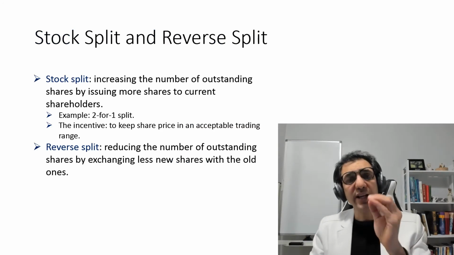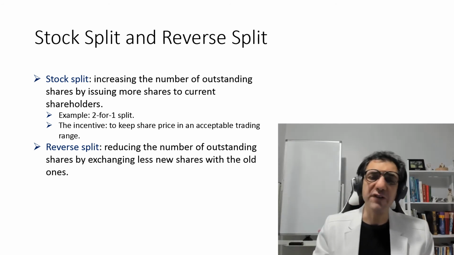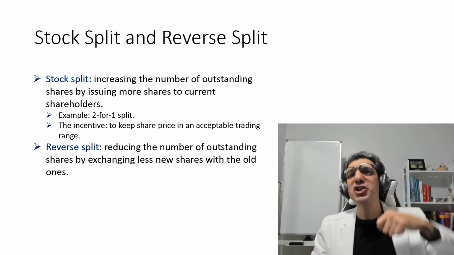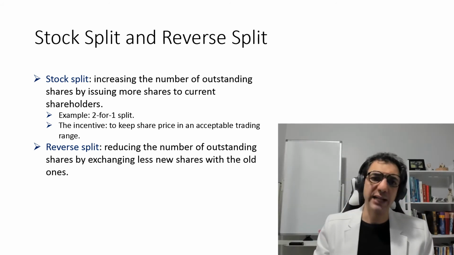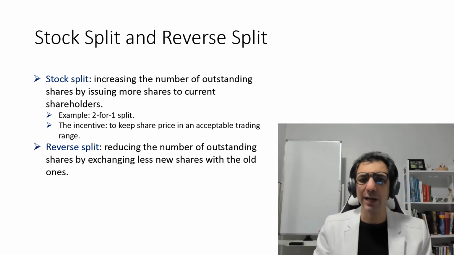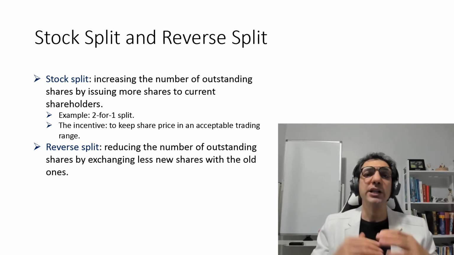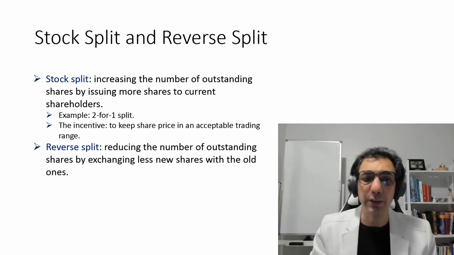In some cases, companies decide to go with a stock split or a reverse split. What do we mean by a stock split? It means the company is increasing the number of outstanding shares by issuing more shares to current shareholders. For example, if the company goes with a 2-to-1 stock split, it means for each share that you have, you will receive another share, so the number of shares will be doubled in this case.